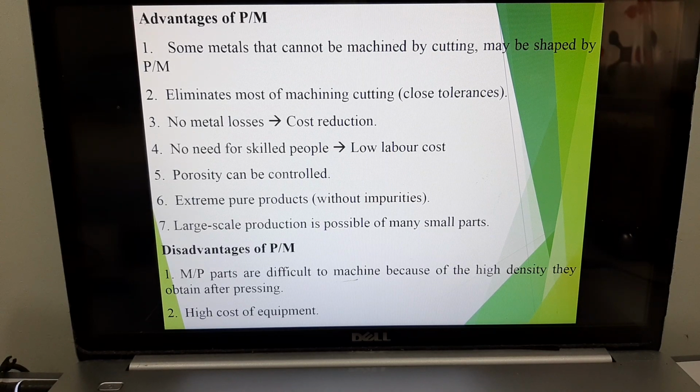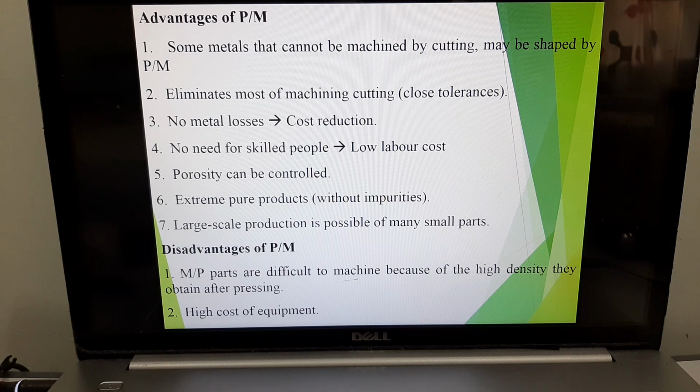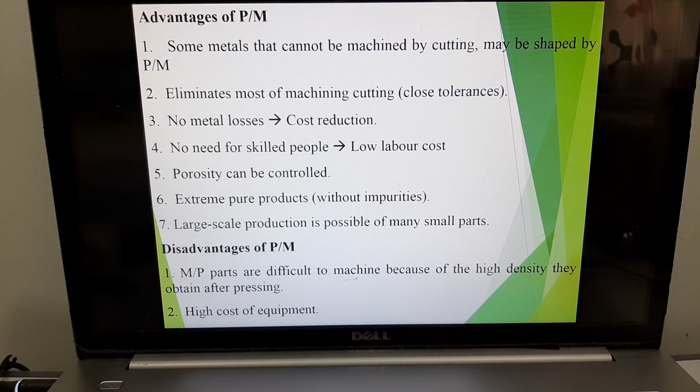Okay, so what are the advantages of powder metallurgy? Some metals that cannot be machined by cutting may be shaped by powder metallurgy. Because like I mentioned to you, there are some difficult to machine metals because of their very high toughness. So you cannot grind the surface, you cannot machine it. So the best way to produce this kind of metals is using powder metallurgy, where you get it in the powder form. You mix it with its alloy, you compact it, and then you are going to sinter it.